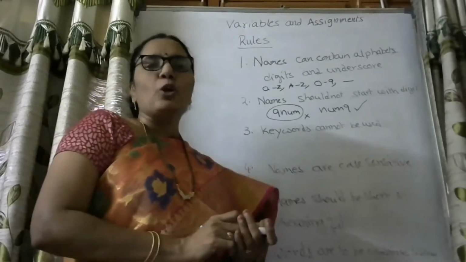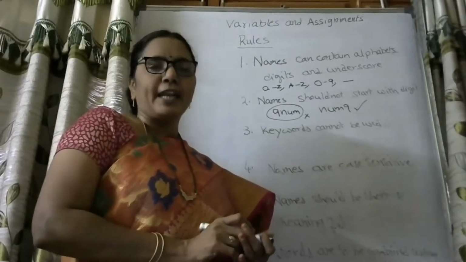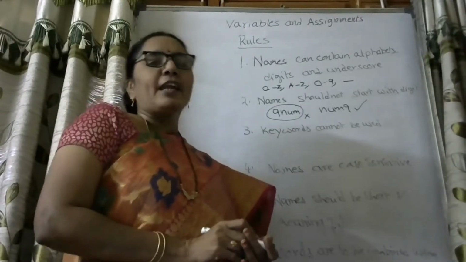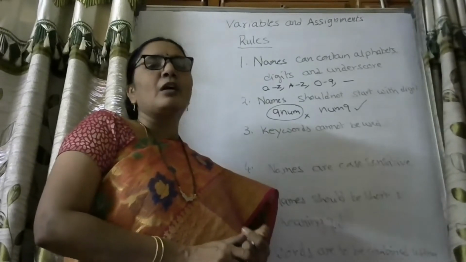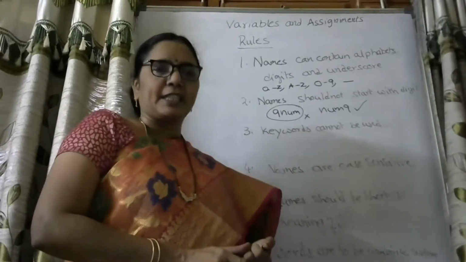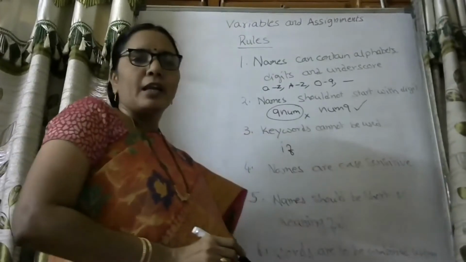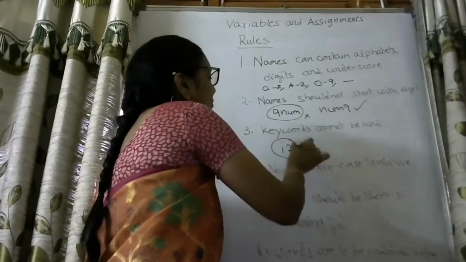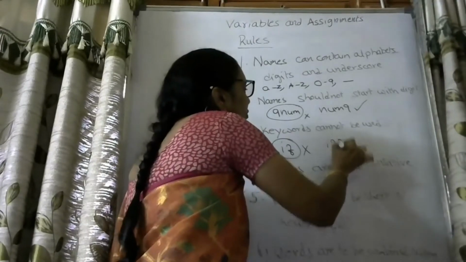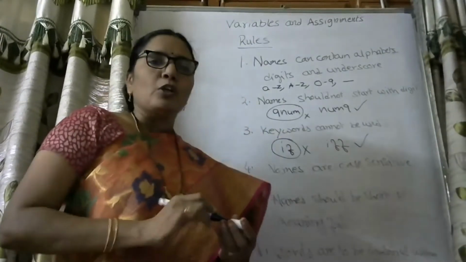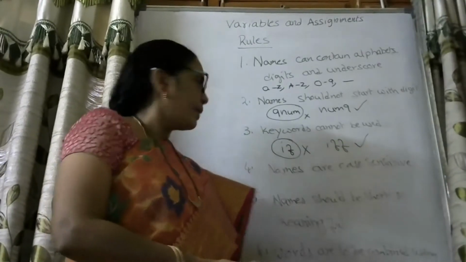Keywords cannot be used as an identifier. Generally, in any programming language, you have if, for, while, etc. You cannot use the keywords while writing the variable names.